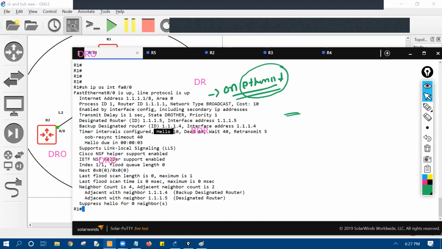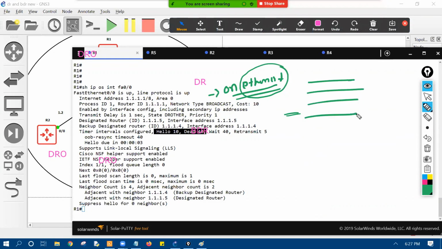This is the hello time and dead time, 10 seconds and 40 seconds. Like EIGRP has a hello time and hold time, in OSPF we have a hello interval and dead interval, 10 seconds and 40 seconds. If I'm not receiving a hello every 10 seconds, the router will continuously send hello packets. If the router does not receive any hello packet until 40 seconds, it will break the neighborship.